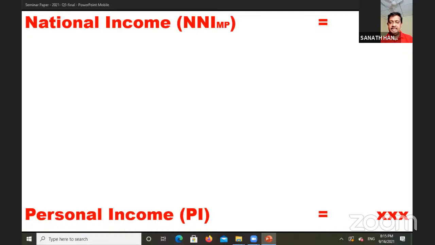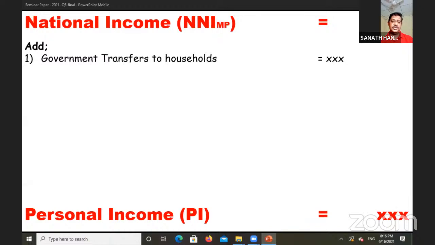Personal income means money in our hand, money where the people have in their hands. So when you calculate personal income, we have to add items which are not in national income. Number one, government transfers to households, because transfers are not in national income, but they come to our hand. Number two, foreign private transfers, transfers we are getting from other countries, called net private secondary income.